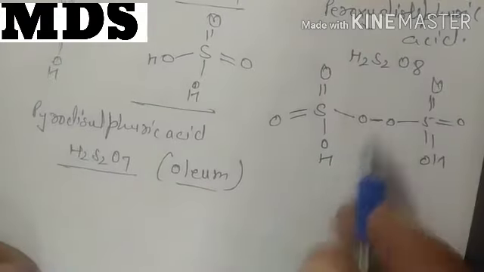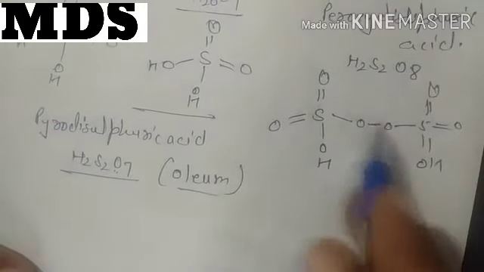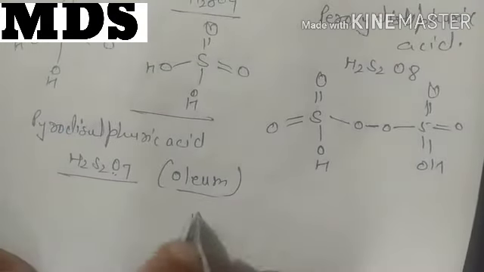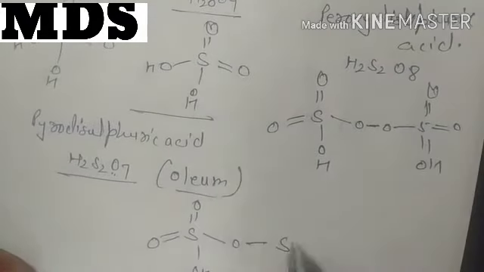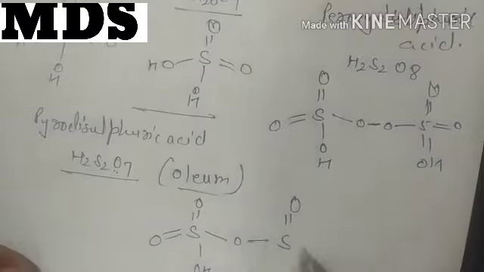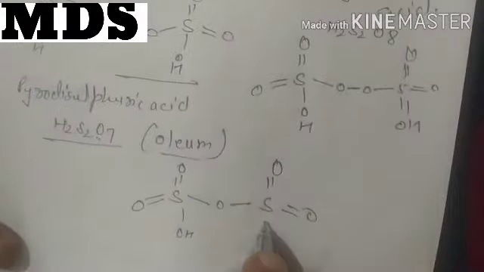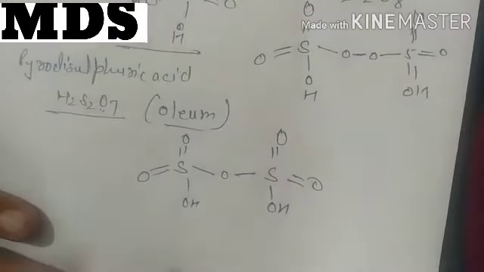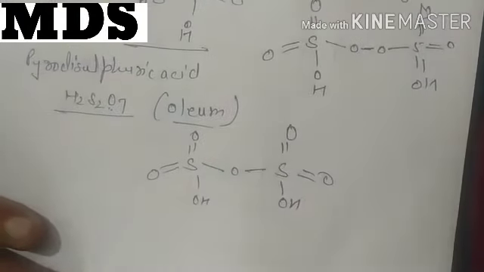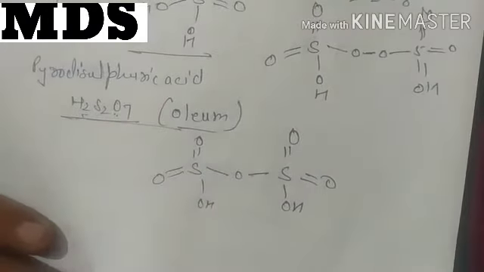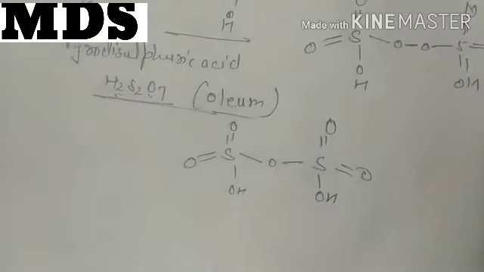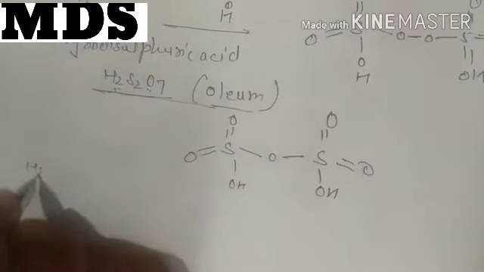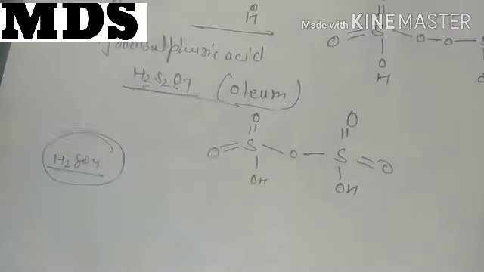Now what is the structure? This one has one oxygen less, so from this bonding we will remove one oxygen here. Both sulfurs have an S-O-S bond present in this case. In no other acid have we shown an S-O-S bond. In this it is present, that is oleum. We will also discuss why this one is important, because it helps in the formation of sulfuric acid.